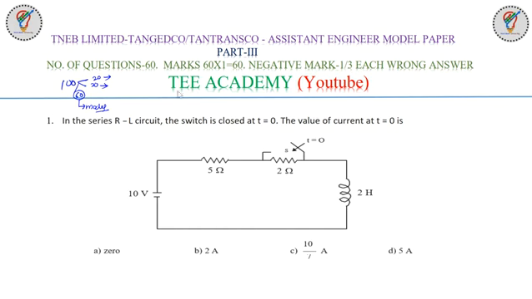This question paper will have 60 questions, and each question will carry 1 mark, 60 marks in total. There is a negative mark of one third for each wrong answer, so for every 1 mark, 1/3 will be negative. In this paper, I am only discussing the part 3 technical paper. I am not discussing the general studies paper and basic engineering paper here.